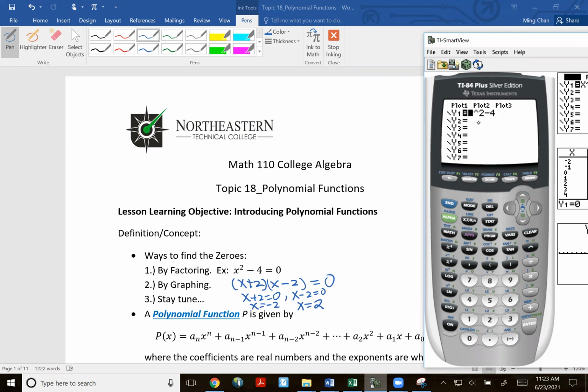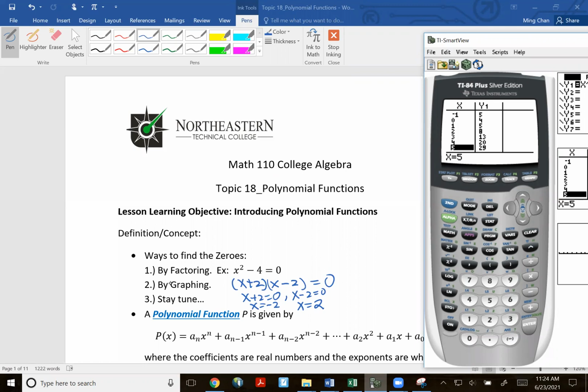Now, if I change this minus sign to a plus sign, then this function never crosses the x-axis, but there are still zeros of the function. So what happens if factoring doesn't work? You can't factor x squared plus 4. And graphing does not show you y equal to 0. Then what do you do? Well, stay tuned, because there's a lot we have to learn before we can have an ultimate way to find the zeros.